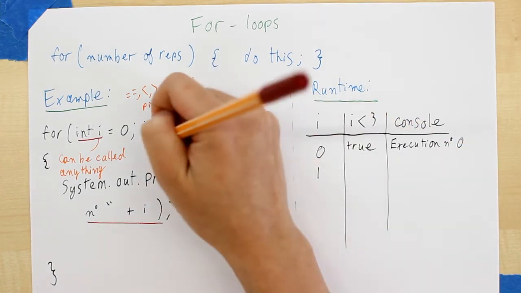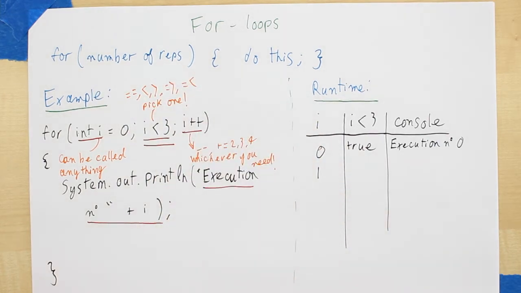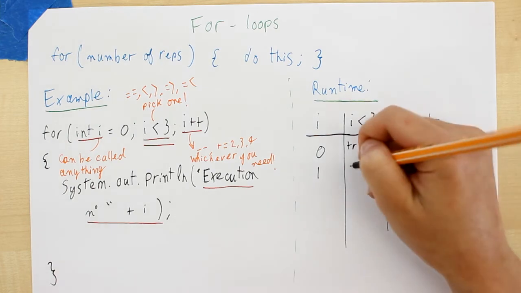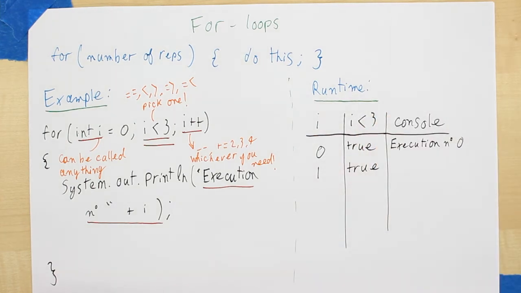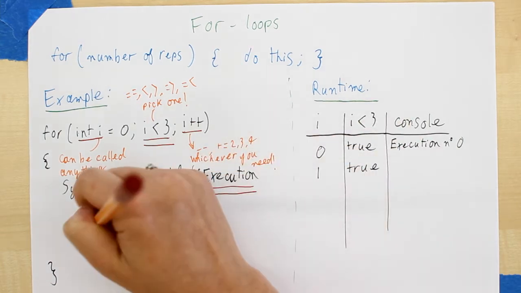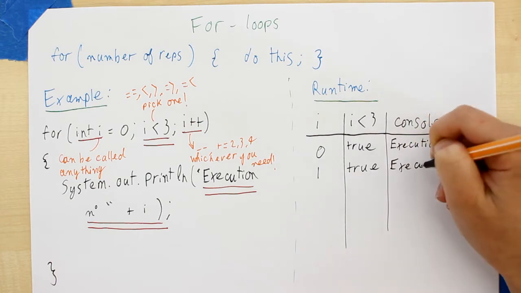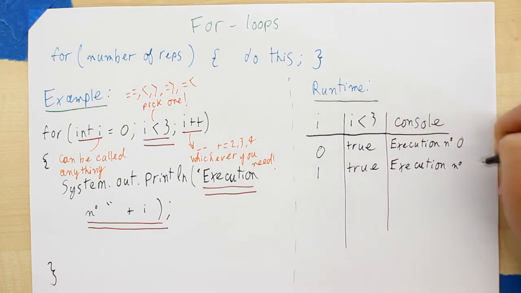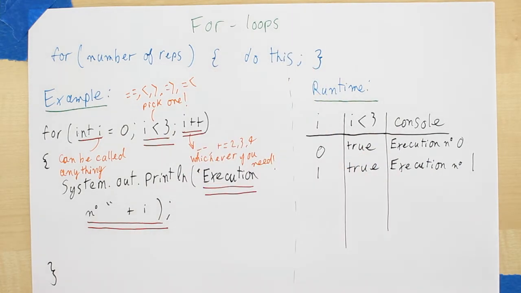Afterwards, you start over again. You look at the condition, so is i less than 3? i is now equal to 1, so it's still less than 3. That evaluates to true, so you then go to the curly brackets and do whatever is between them. So System.out.println execution number i. Once you reach the end of the loop, you once again increment i, who now has a value of 2. And you keep doing this over and over again.